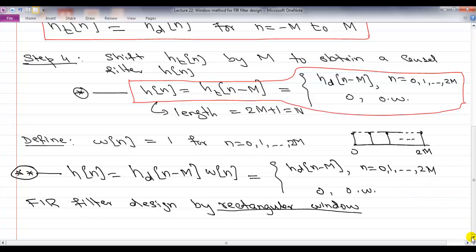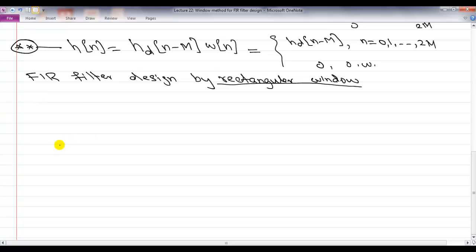So we'll look at concrete examples of this for high pass, low pass, band pass, and band stop filters. But all that this mathematics is saying is you get an infinite length filter, you first shift it by M to make it causal, and then you throw away everything except from 0 to 2M.